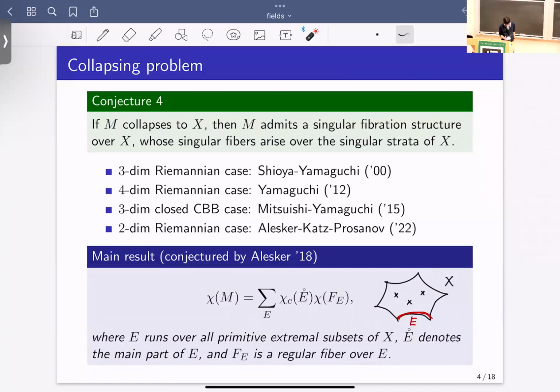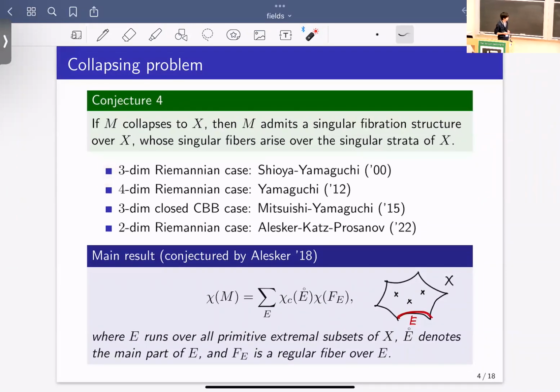This conjecture was verified by several authors in low dimensions. For example, the case where M is a three-dimensional Riemannian manifold was considered by Shioya and Yamaguchi, which contributed to Perelman's solution to the Poincaré conjecture. However, so far there is no theory describing the global structure of collapsing spaces in general dimensions. So my first result concerns collapsing in general dimensions.